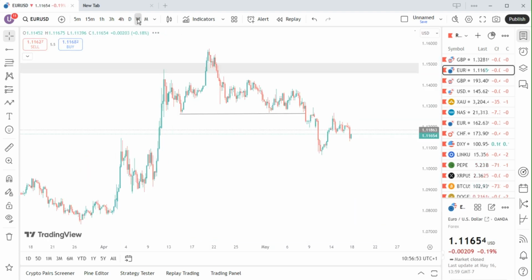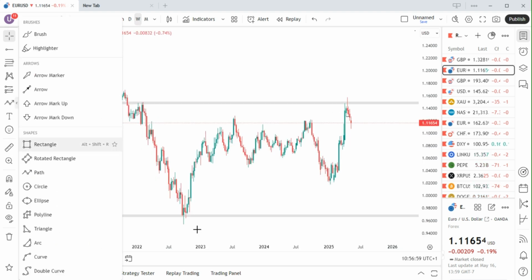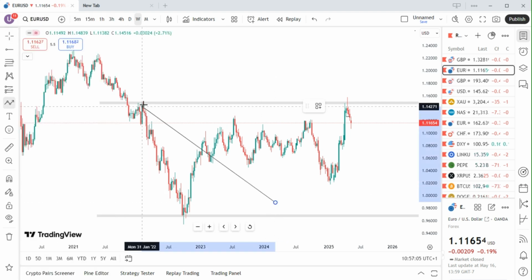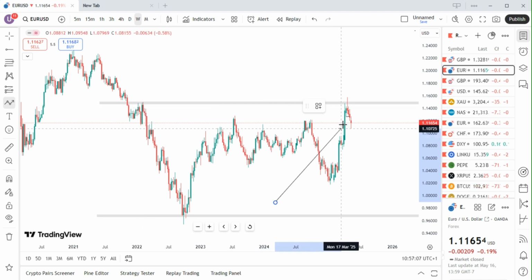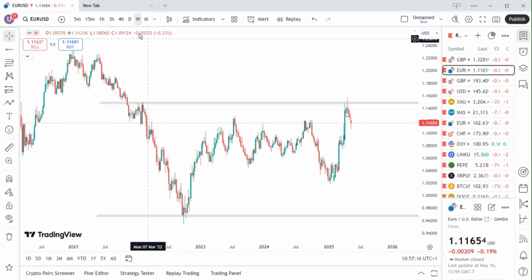So Euro USD on a weekly time frame is also sitting at a weekly resistance level. You can see that it tested this zone in the past. This zone has been tested in the past. This was the first attempt, and we have come here to this second attempt, and you see price flashes up and price is flashing down. So let's go to daily time frame and have another look.